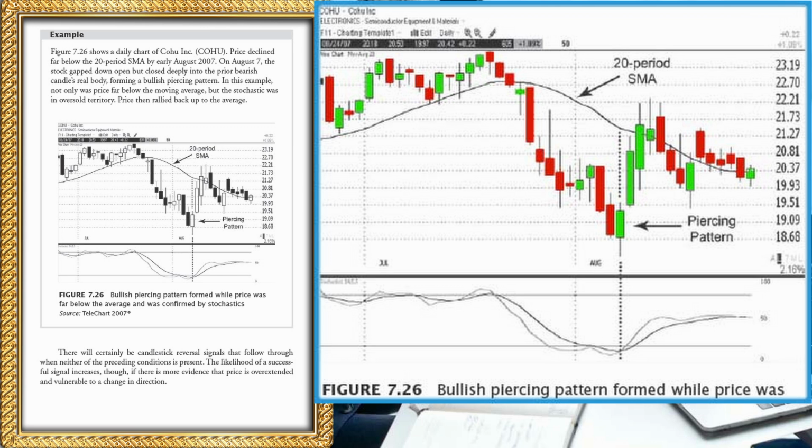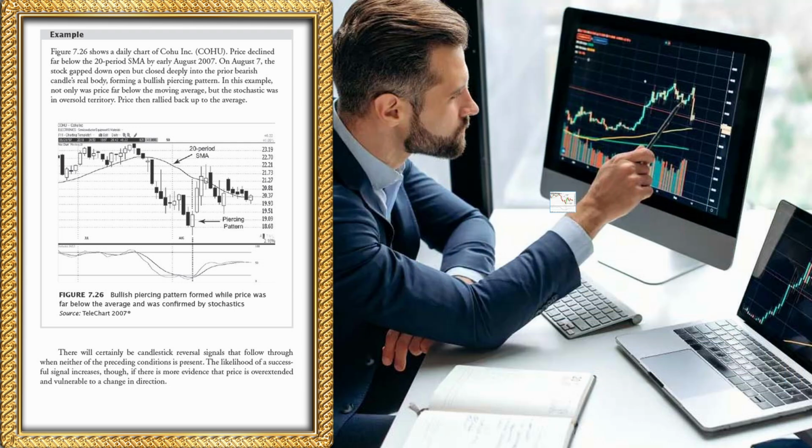There will certainly be candlestick reversal signals that follow through when neither of the preceding conditions is present. The likelihood of a successful signal increases, though, if there is more evidence that price is overextended and vulnerable to a change in direction. End of Chapter 7.